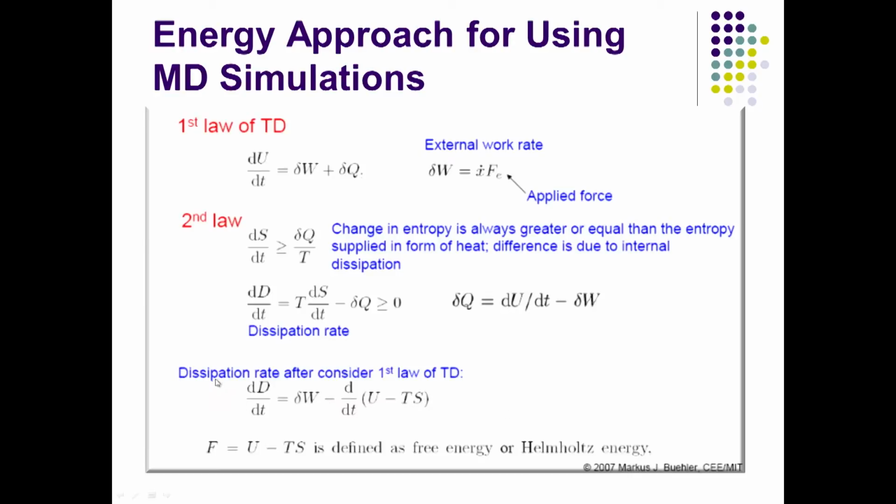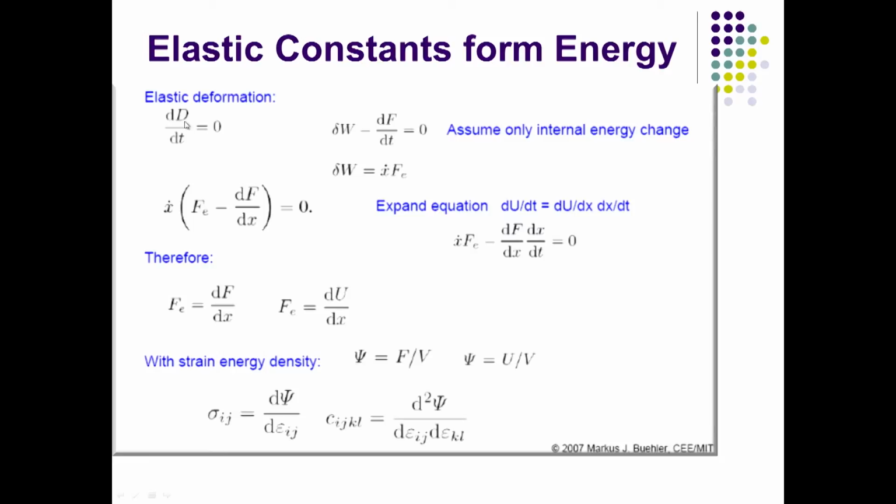If you look at the dissipation rate after consideration of the first law of thermodynamics, it comes down to what we call the Helmholtz free energy, where F is equal to U, the internal energy, minus T S. This is defined as the energy of Helmholtz type, and that Helmholtz free energy is related to the elastic deformation. So, D is deformation in this case, not dissipation. Remind yourself that this is deformation.